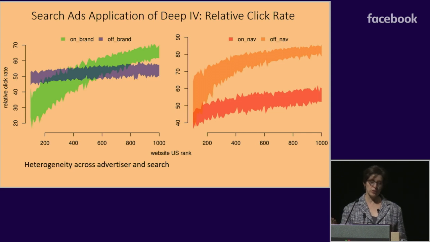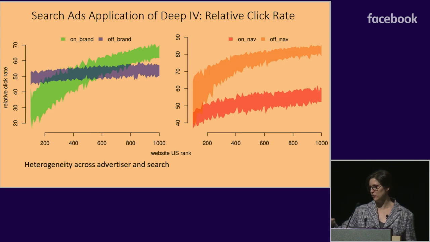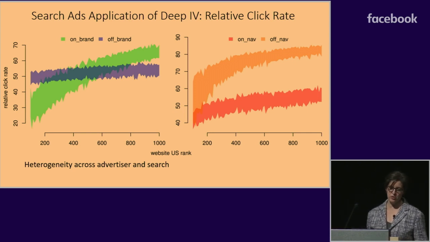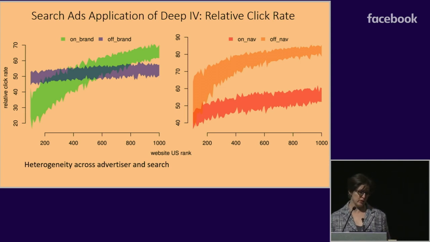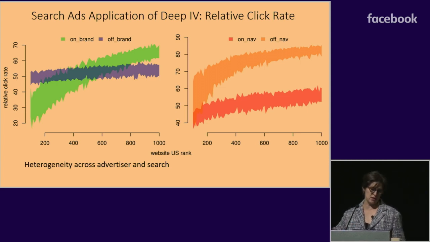The A-B tests were not designed to shift the ranking, but they just had that as a consequence. Each particular experiment only had a small effect, but there were lots of experiments. So they basically had lots of small natural experiments in the data. And for example, they found that for off-brand queries, the position effect was fairly constant with the website rank that was clicked on. But for brand queries, they found that the position effects were much stronger for unpopular websites.